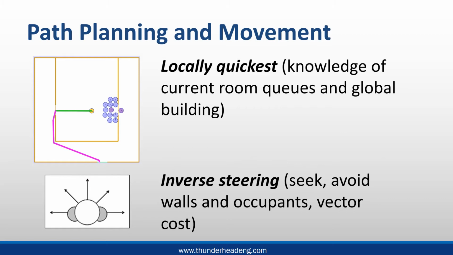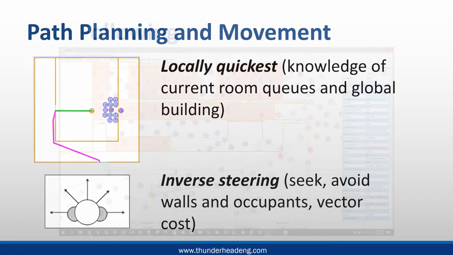Path planning is implemented using the locally quickest algorithm. The agent has knowledge of the time to exit the current room they are in and the time once they exit that room to the final goal. In the top figure, the shortest distance to the exit is the door to the right, but there is a queue at that door, so the occupant uses the door at the left. The inverse steering algorithm is used to avoid walls and other occupants while trying to remain on the chosen path.